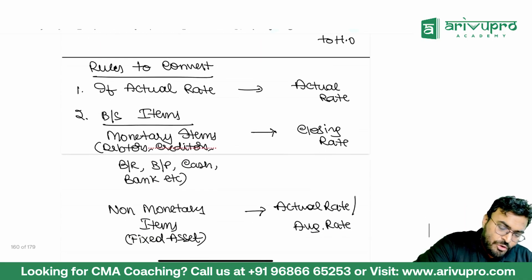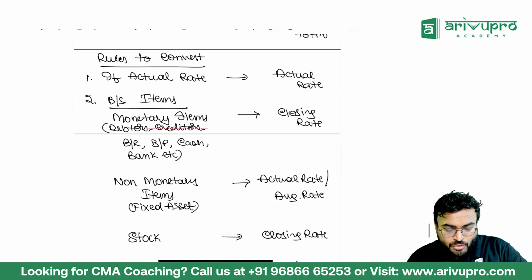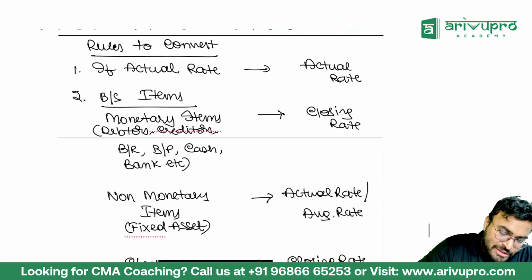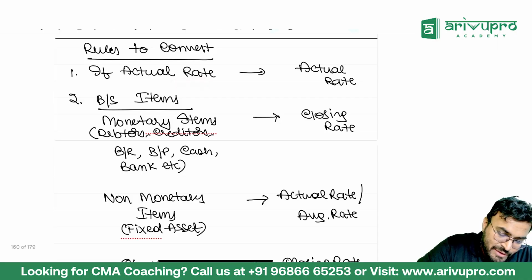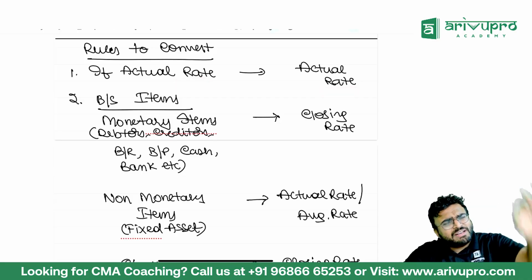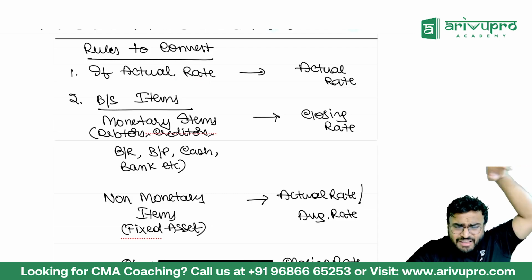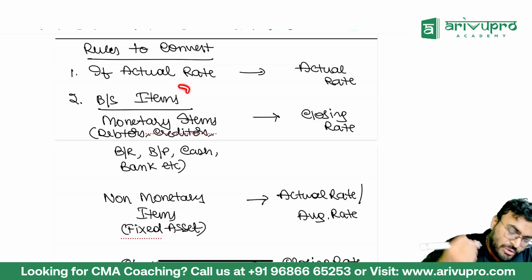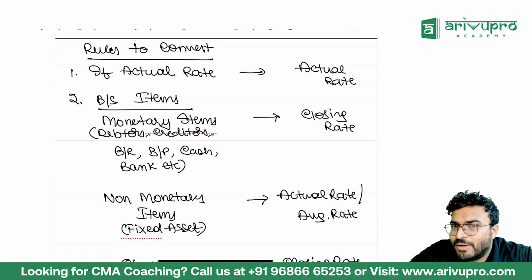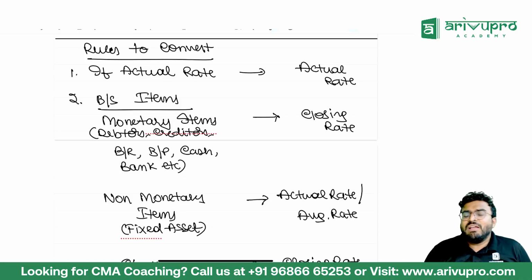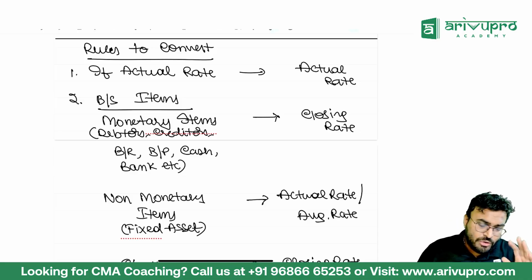Clear? Rules to convert. Now, you have to follow some rules to convert it. If actual rate is given, it is always actual rate. If you know exactly on the date of the transaction, this was the rate, then this rate only I should take. If you don't know the actual rate, you might have purchased 100 times in the year, so you cannot keep track of all the rates. If you don't know, then you go into the rules.